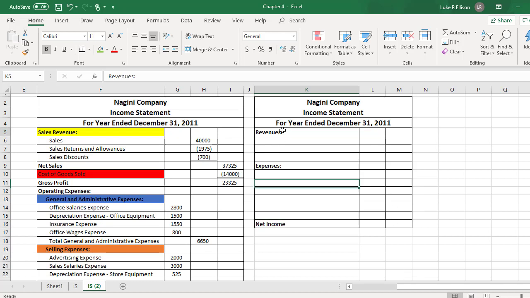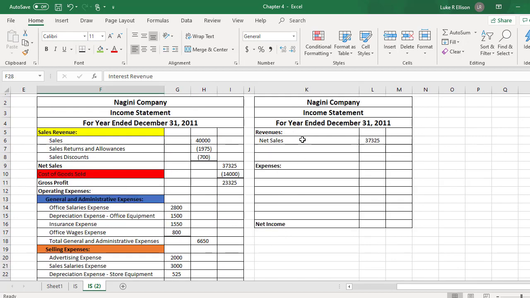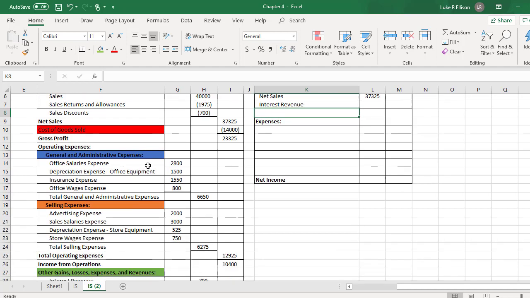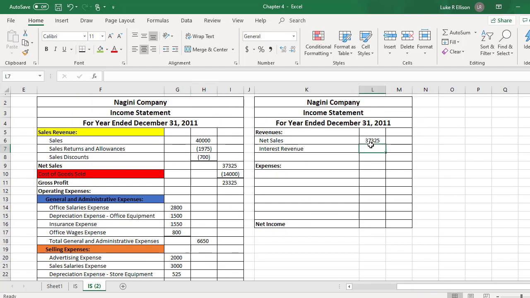So for example, the revenues, we're going to start with the net sales of $37,325. And then if we scroll down, we can also grab the interest revenue. And I believe those are the only two revenues that this company had. And that one's for $700. And if we add those two together, we will get the total revenues.